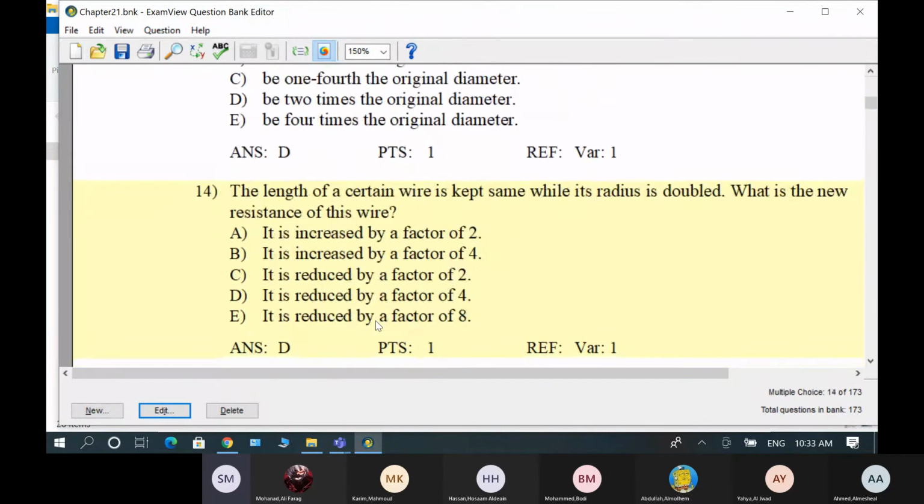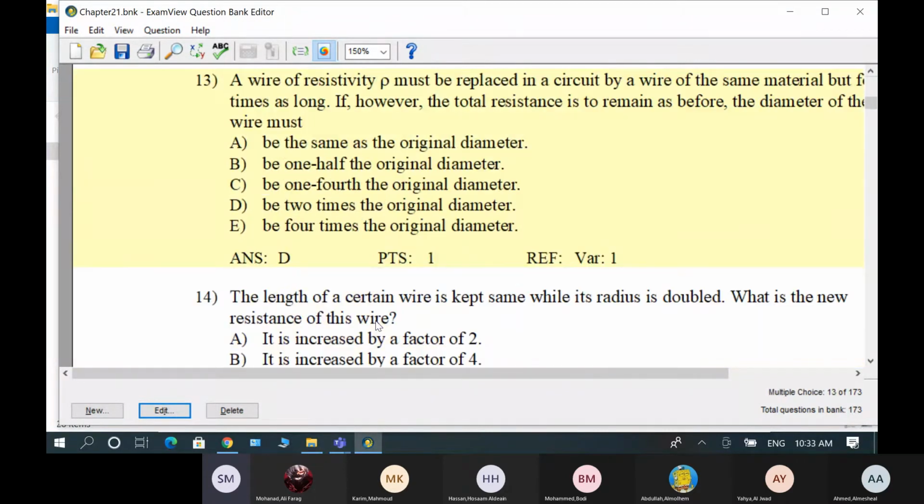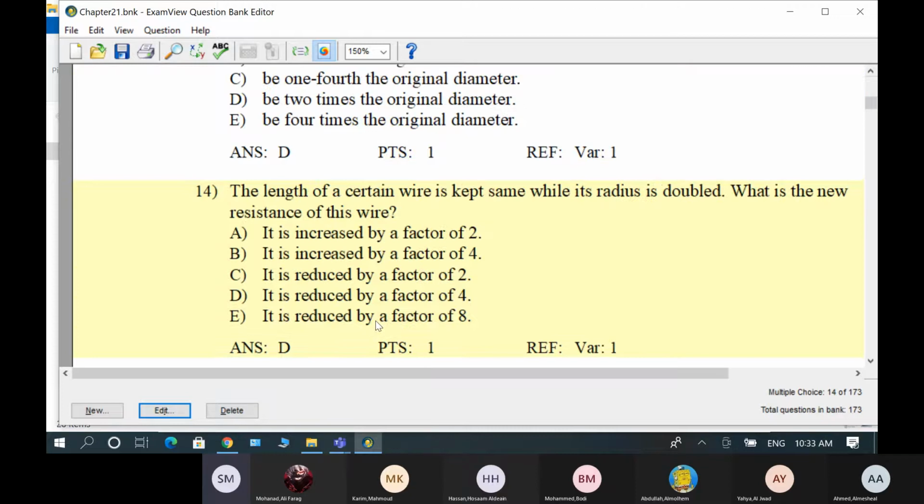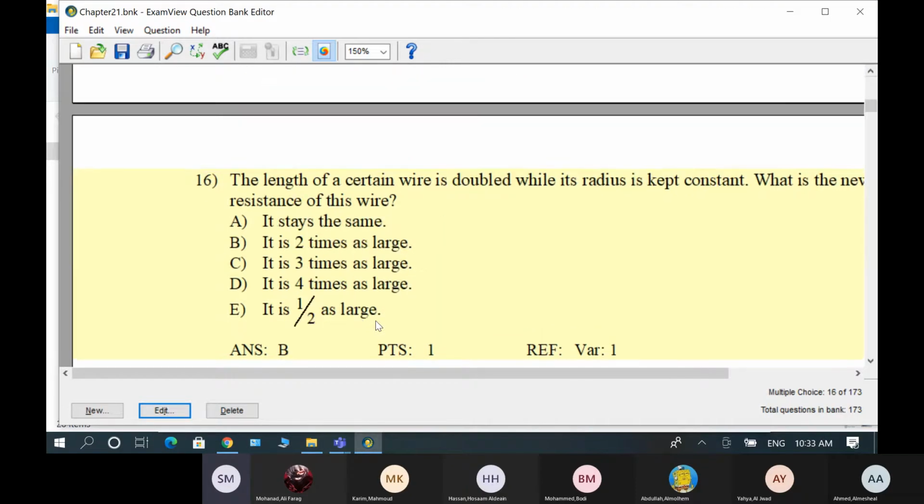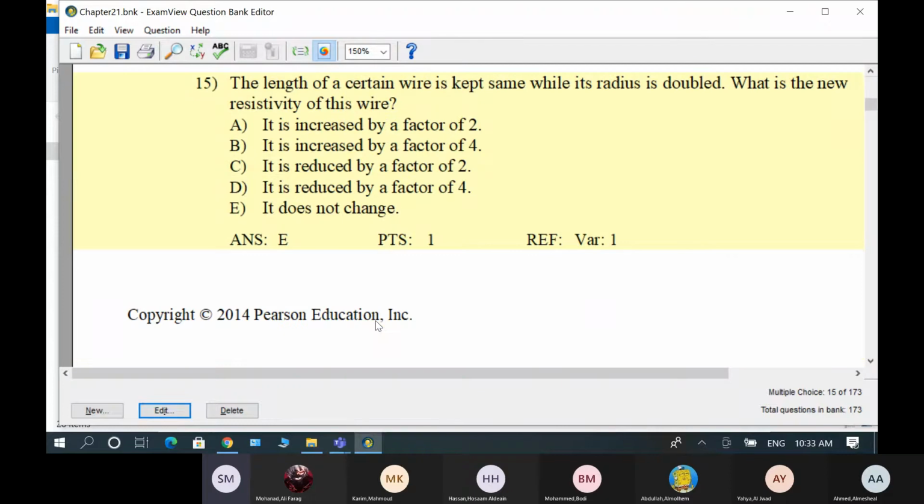Let's stop at question 14. Start with 15.